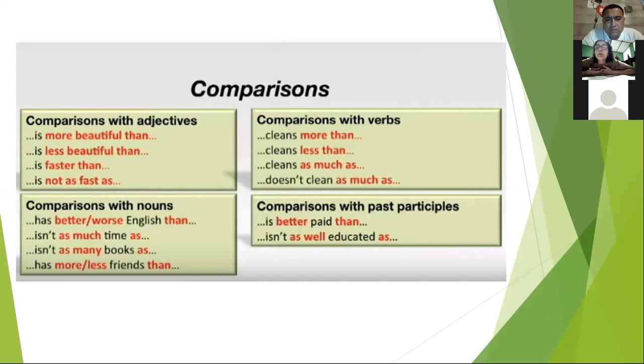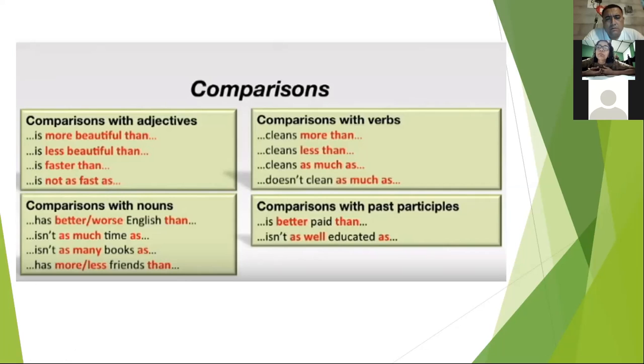And if you notice, cleans, or the verb in this case, comes before this expression of comparison. You don't say Carlos more than cleans, or Carlos more cleans than me. You don't say that. You say Carlos cleans more than me. The verb goes before the expression of comparison.